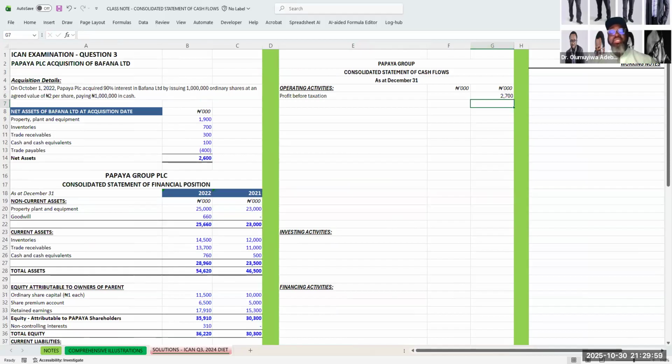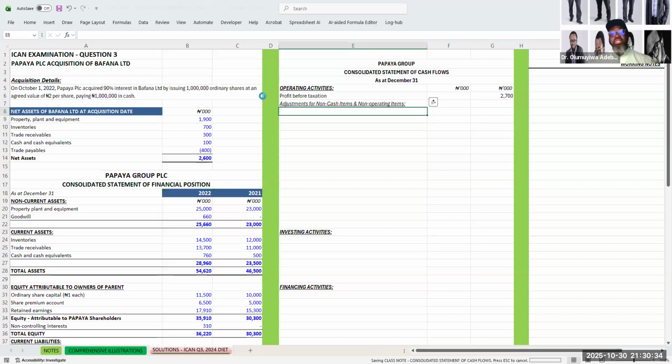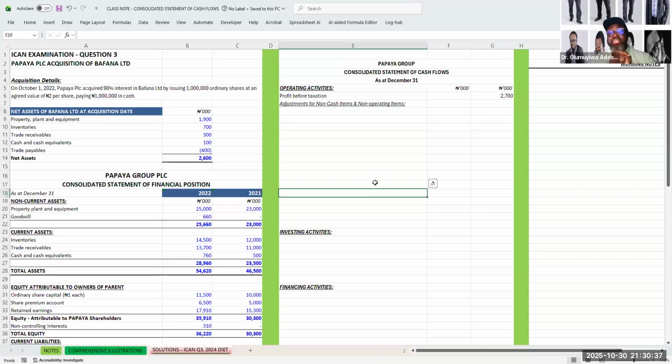Now, as you can see on the screen, the next thing is for me to carry out adjustments for non-cash items on one plate, and the other plates, non-operating items, even if they are cash-based. And as I always tell you guys, always start from the known to the unknown.